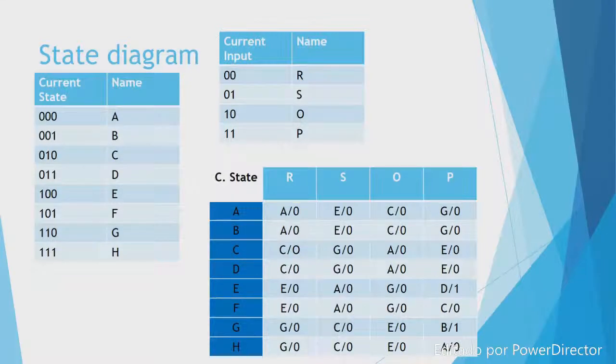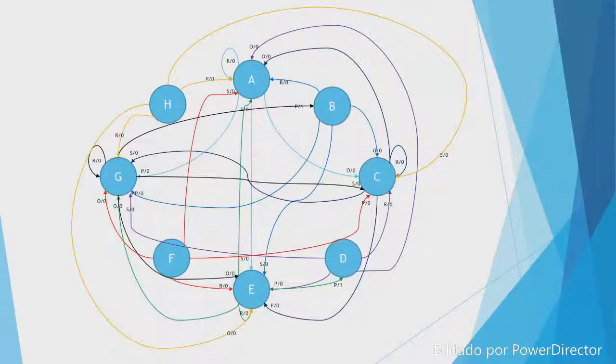So we already have named the states with a letter, both the current state and the current input in this case. So we obtain this state table that we are going to use to do our state diagram. So we are going to do the state diagram. We call the current states that are our Q's as A, B, C, D, E, F, G, and H, and our current inputs as R, S, O, P. So we obtain this. This is our state diagram.